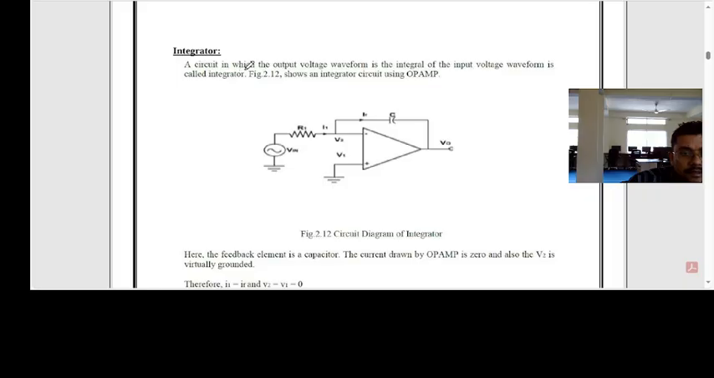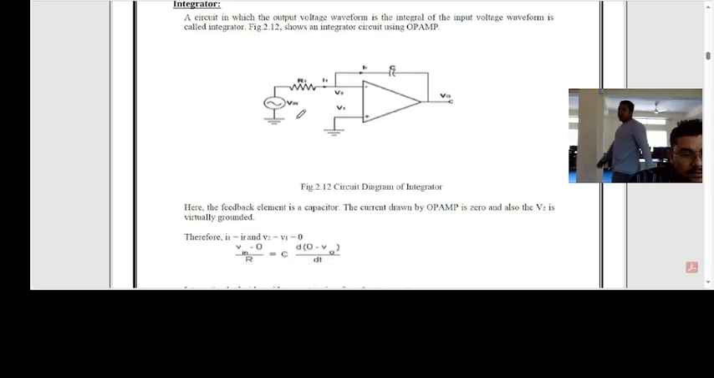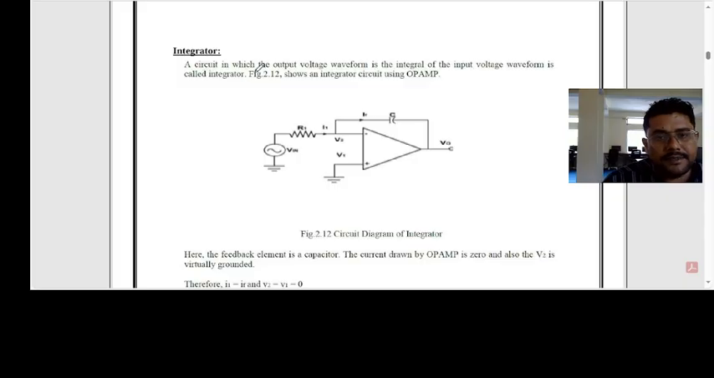What is the integrator? A circuit in which the output voltage waveform is the integral of the input voltage waveform is called an integrator. Until now we have discussed the differentiator. Now we will discuss the integrator.